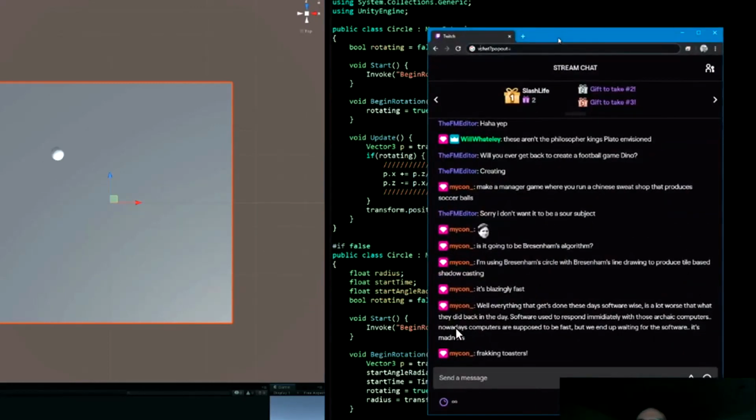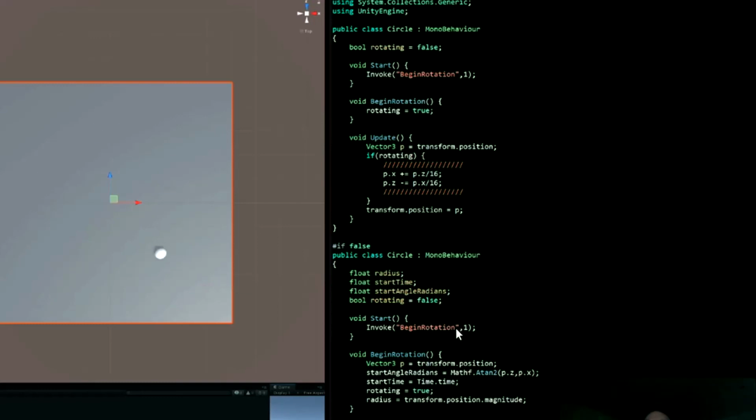Toasters? Hang on. Just seeing what Icon's saying, but everything that gets done these days, software-wise, is a lot worse than what they did back in the day. Software used to respond immediately with those archaic computers. Nowadays, computers are supposed to be fast, but we end up waiting for the software. Yeah, it is absolutely incredibly tedious.